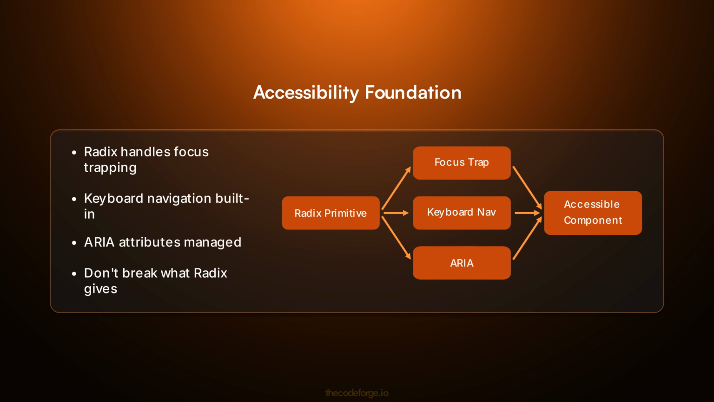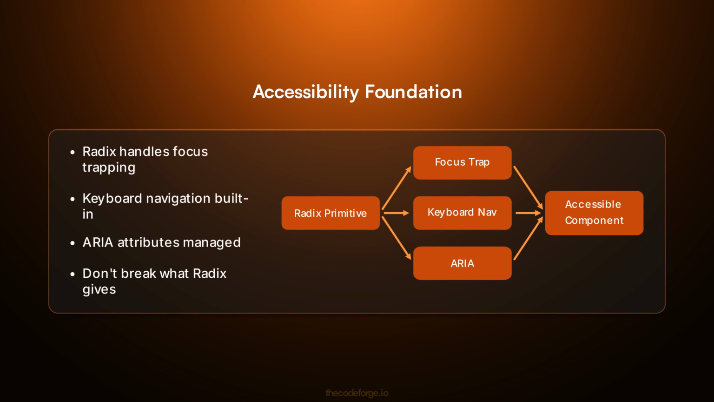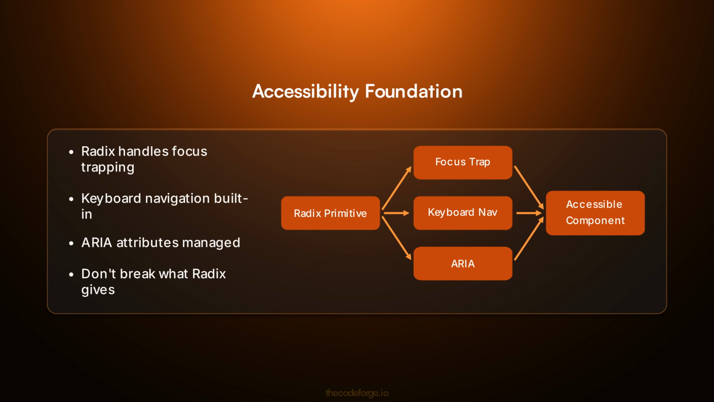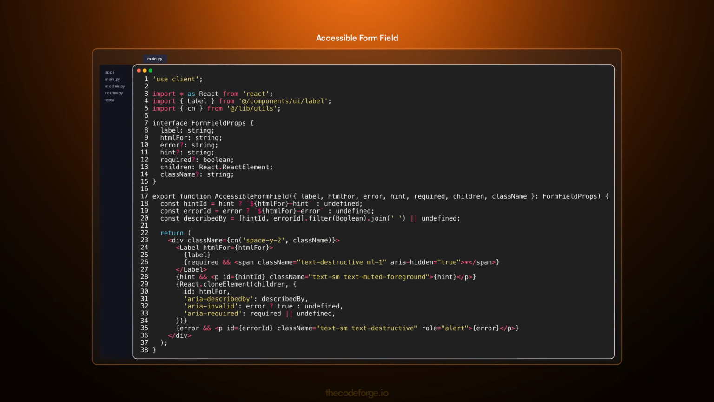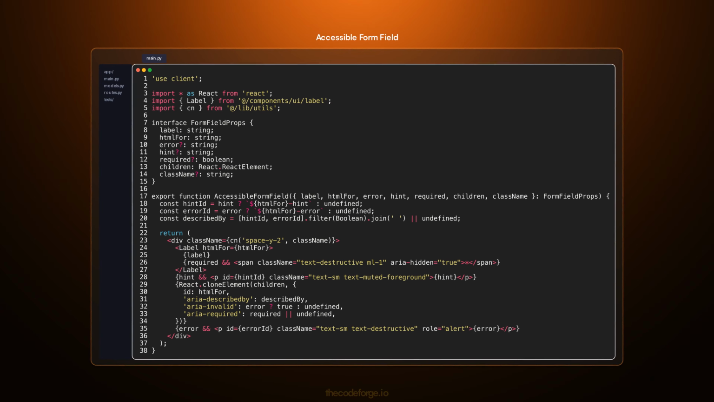Radix handles the hardest accessibility problems: focus trapping, keyboard navigation, ARIA attributes. Your job is to not break them through customization. Every change that touches focus, ARIA, or semantic HTML is a potential regression. This accessible form field component wires up labels, hints, and error messages with proper ARIA attributes. It uses aria-describedby and aria-invalid to connect the input with its error message.